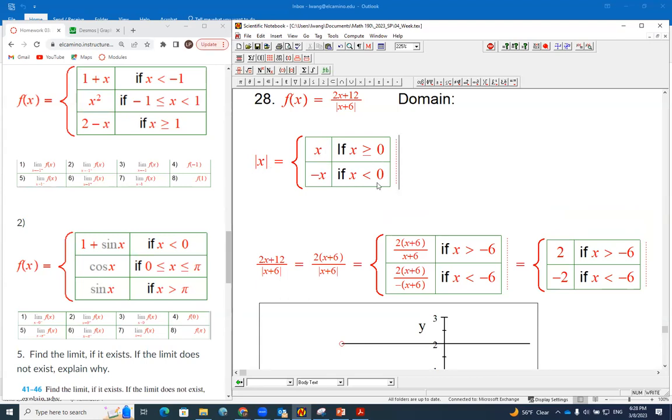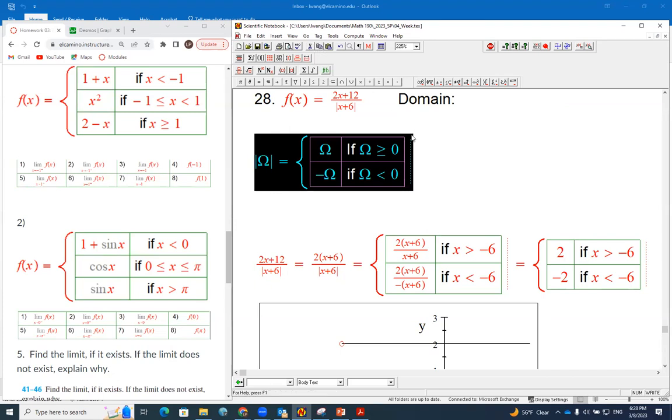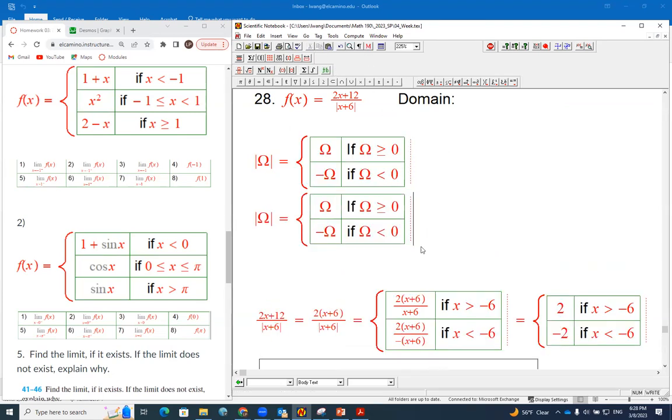x greater than or equal to 0. So this x can easily turn into a placeholder, if it is positive or 0, and this will all turn into that quantity. It can be the absolute value of any quantity, and in this case, what is being taken absolute value of? x plus 6. So this all turns into x plus 6. Be sure you have parentheses here.